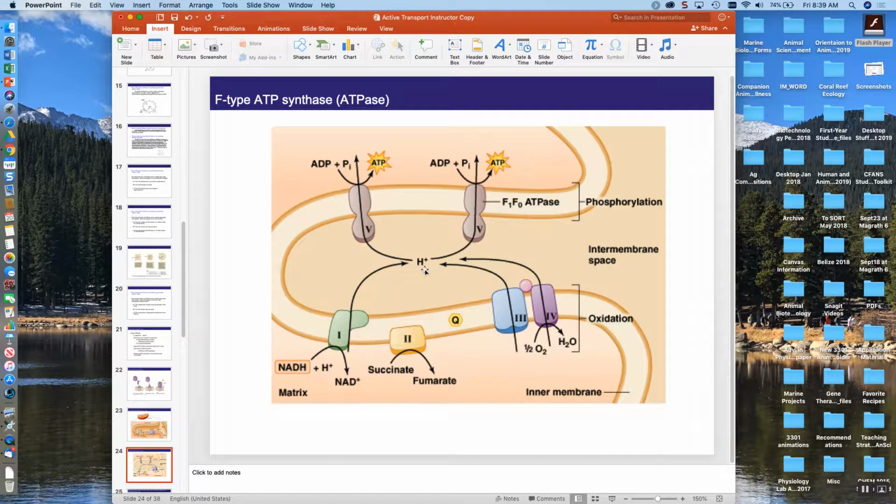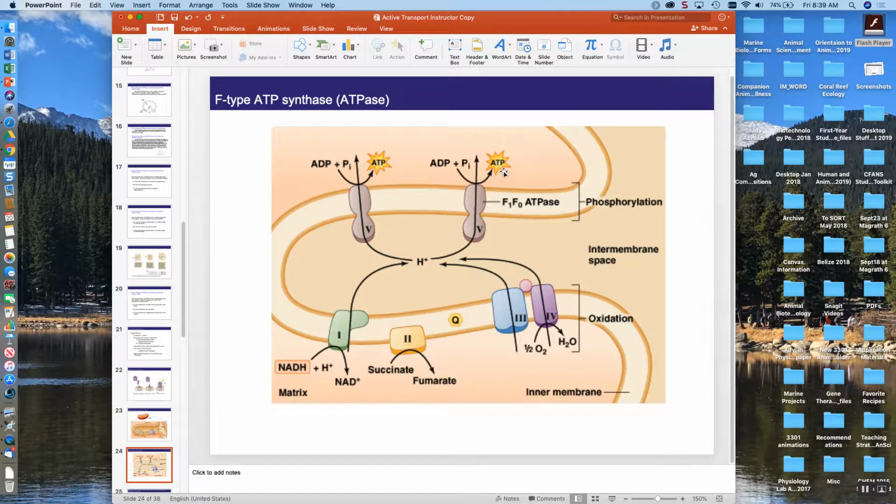Then your mitochondria actually use the high proton concentration, right? Now there's a proton gradient, and it runs this ATPase backwards. So it uses the proton gradient to make ATP. That's pretty cool. I think that's very cool. So this is an example of the F-type ATP synthase.